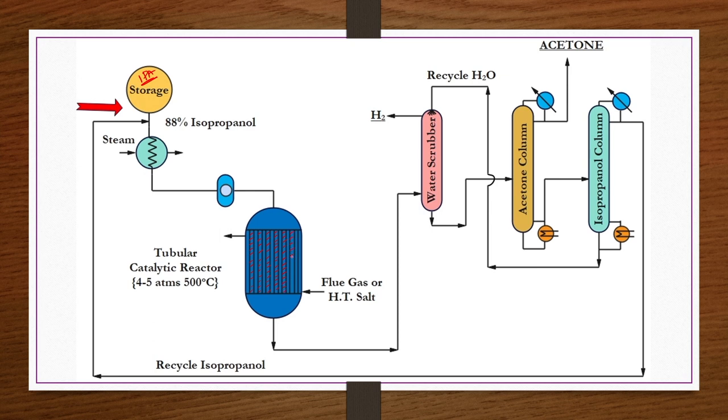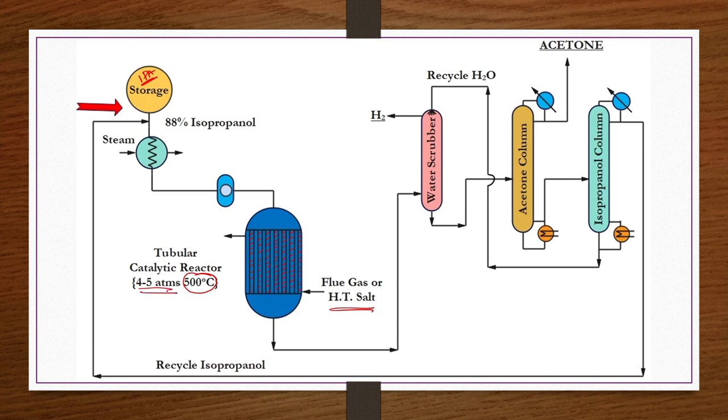Right, n number of tubes may be there, they may be bundled, okay. So there would be interstitial spaces between the tubes as well, so as to control the temperature of the reactor. For that purpose, heat transfer salts are being supplied, right. So the reaction takes place at 500 degrees centigrade and at 4 to 5 atmosphere.